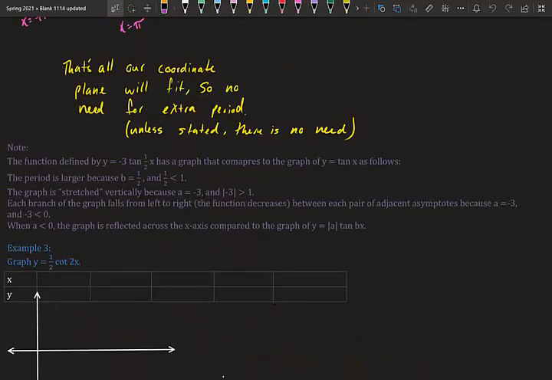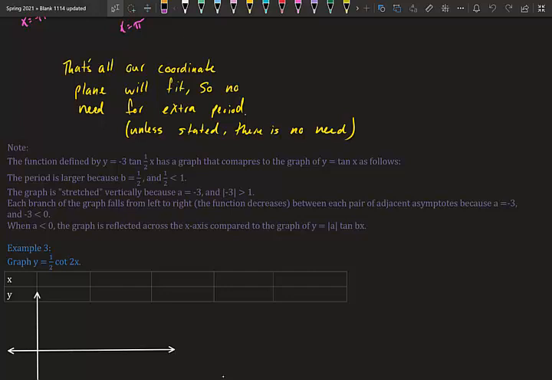So the function defined by y equals -3 tangent 1/2 x has the graph that compares to the graph y equals tangent x as follows. So the period is larger because 1/2 is less than 1. So that's why our period is pretty big. It goes from 0 to pi, not like pi over 2 or pi over 4. The graph is stretched vertically because a is -3 and the absolute value of -3 is greater than 1. So that's why it's stretched a lot.